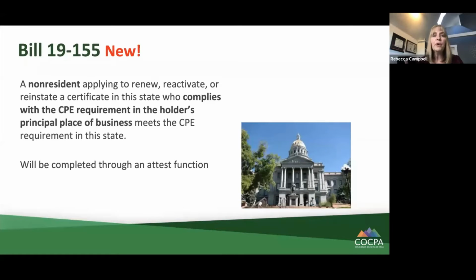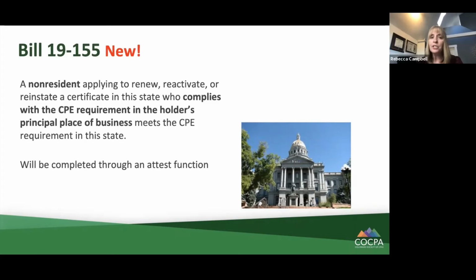We have certificate holders who have certificates in multiple states, and it gets hard to manage all of the different requirements. Nebraska might have a different requirement than Oregon, than Colorado, than Maryland. There's all different kinds of requirements. So in Colorado, if your principal place of business is not in Colorado, so you are a non-resident of Colorado, but you hold a certificate in Colorado and you're renewing it or reactivating it, if you meet the CPE in the state in which you have your principal place of business, you meet the CPE requirement in Colorado.